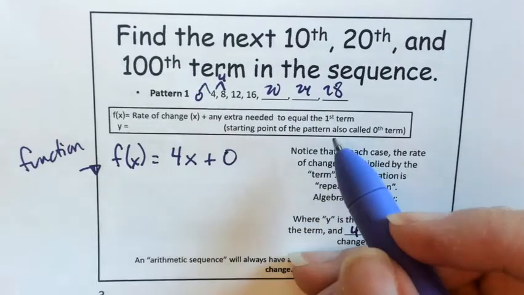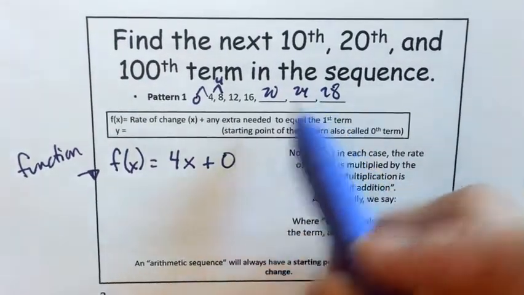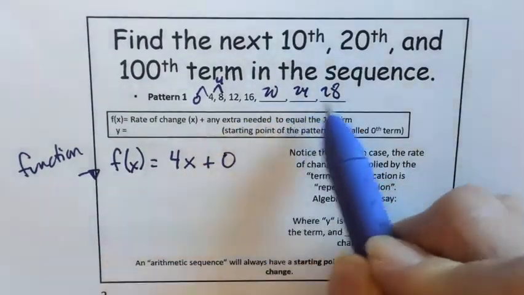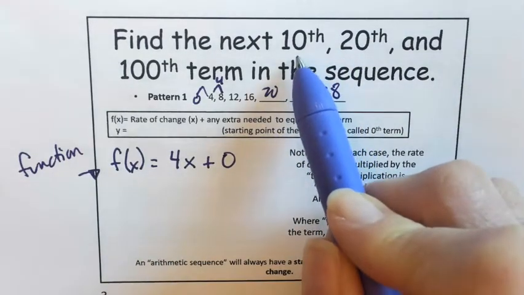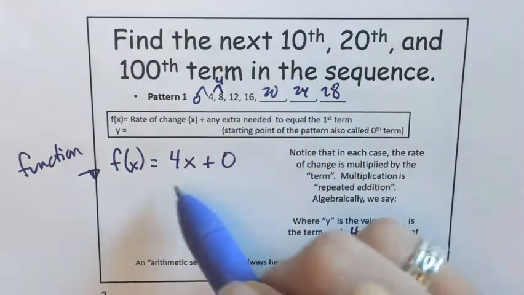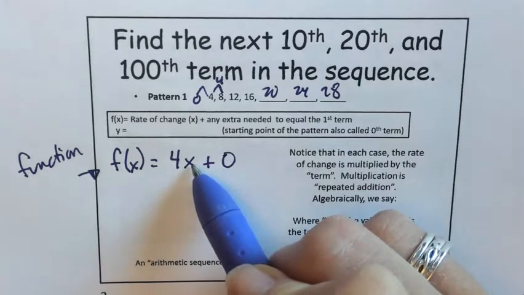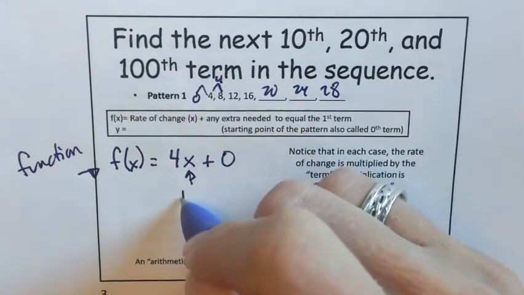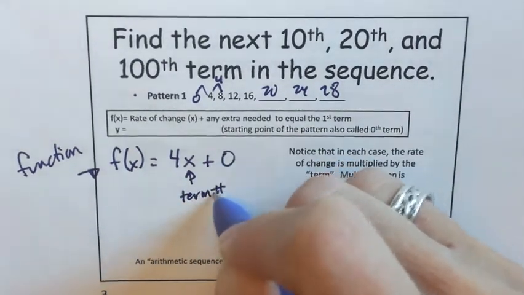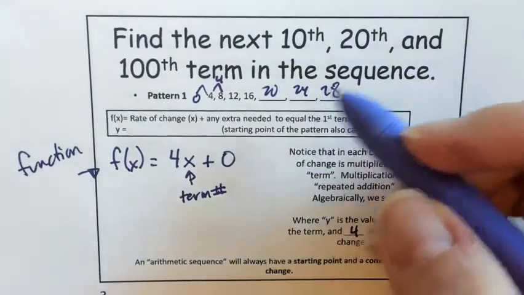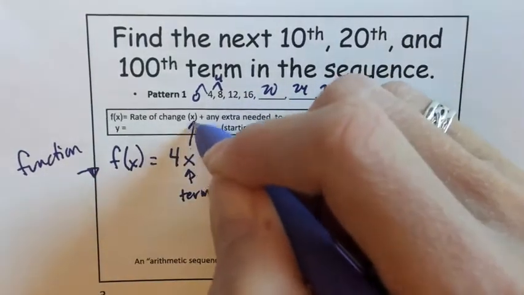So why is this the rule? Because this rule will help us get any one of these numbers. If I want to find the 10th number in the sequence, I would just do 4 times the 10th number. The x is the term number. So that x is that term number.